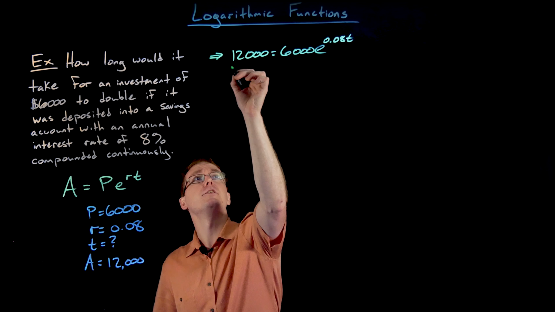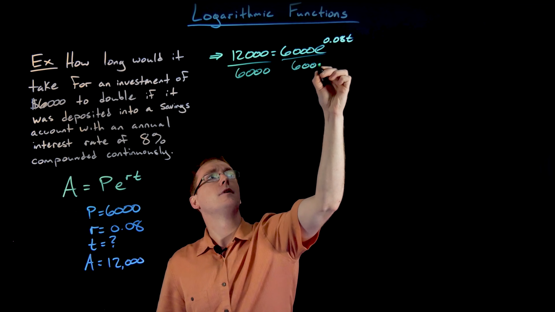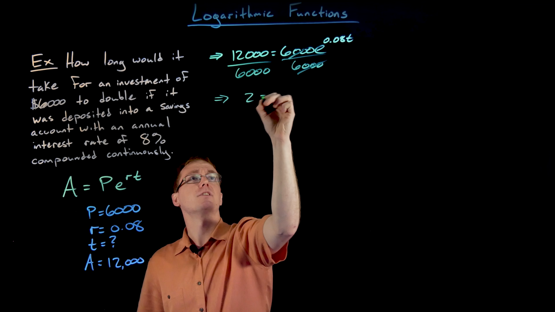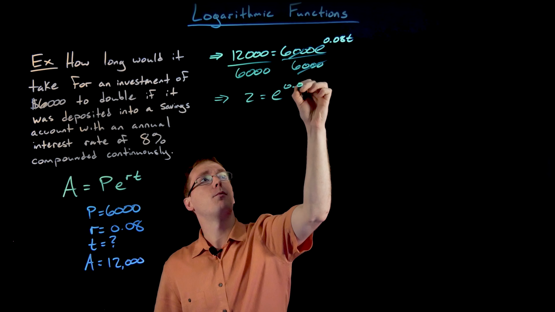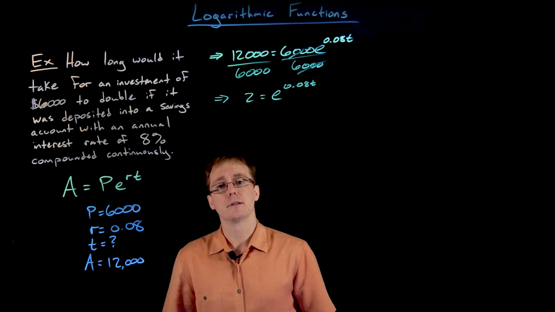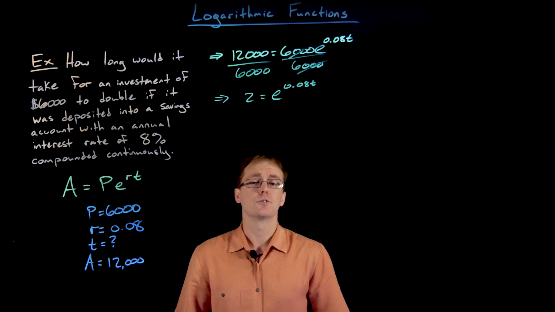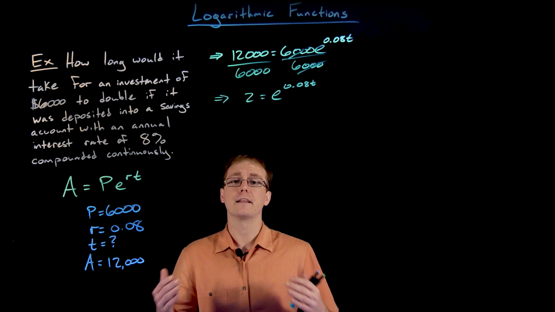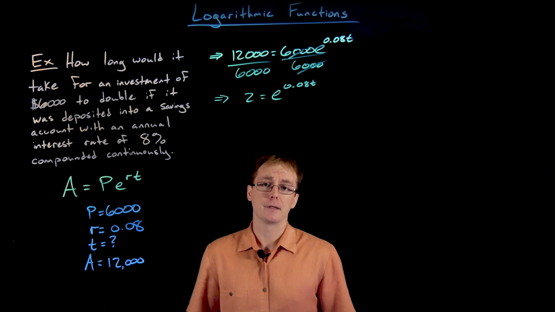Really, the only step we can do at this moment is to divide both sides by 6,000 in order to isolate our exponential. So that just reduces this equation down to 2 is equal to e to the power of 0.08 times t. And now this is not one of those exponential equations we can solve using a technique like equating bases or anything like that. So in order to solve this exponential equation, we're going to need to introduce a new tool, what we call a logarithm. And so all a logarithm really is, is the inverse of an exponential function.